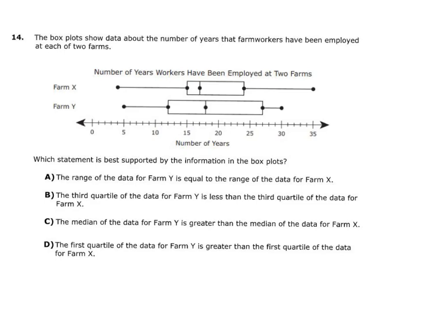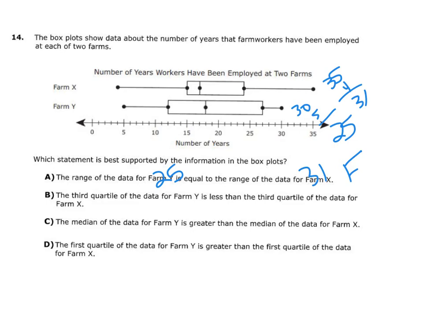So let's look at this. So the range of the data for farm Y is equal to the range of the data of farm X. Well, let's look at it. So farm Y is 30 minus 5, so that's 25. And farm X is 35 minus 4, so that's 31. So 25 is equal to 31? No, that's false. So let's go ahead and go to letter B.